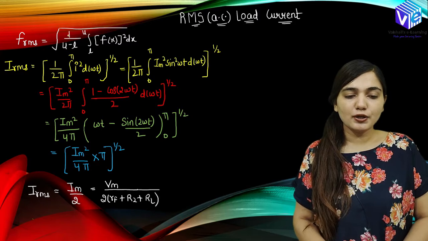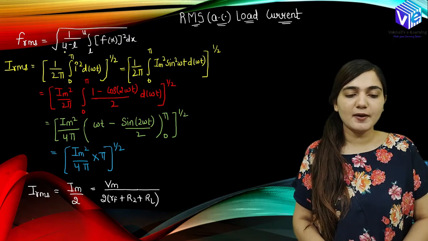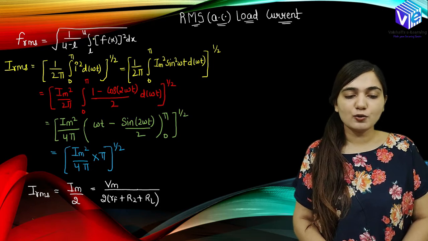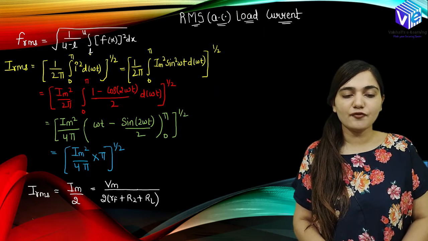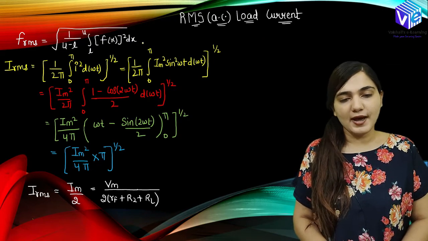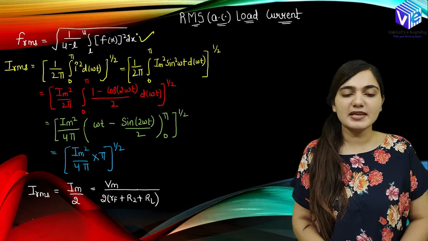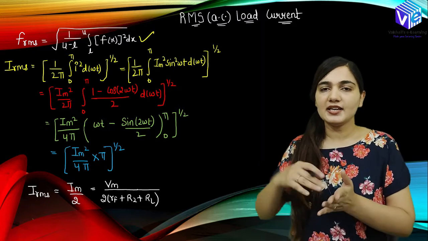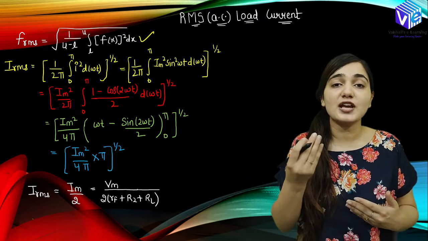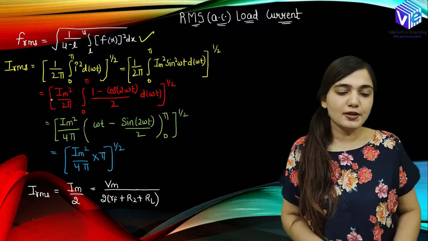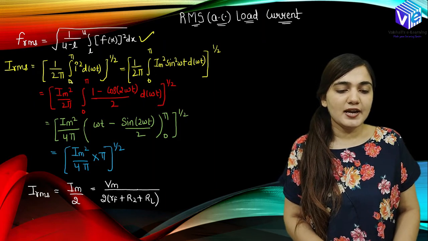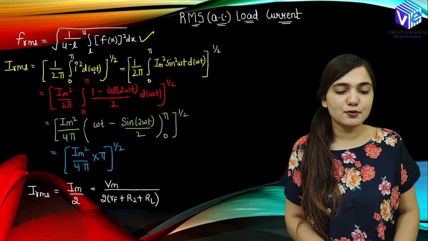We have the square root, for the mean I will be taking 1 upon upper limit minus lower limit, and for the square I will be taking the integration from L to U f(x) square dx. So this is the root mean square. Take the square of the function, take the integration, take the mean and take the root. So now I will be taking the IRMS as 1 upon 2 pi integration from 0 to pi I square d omega t, power 1 by 2.